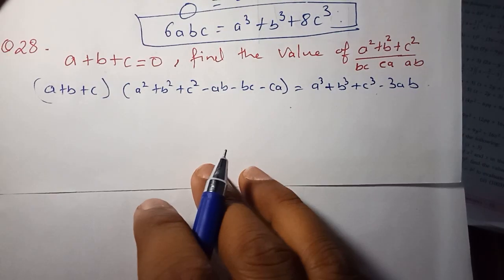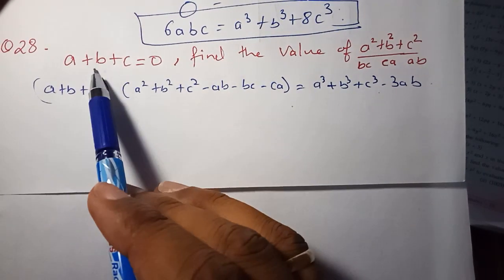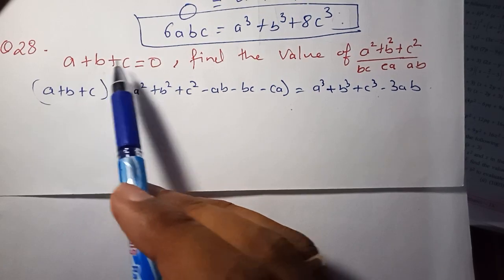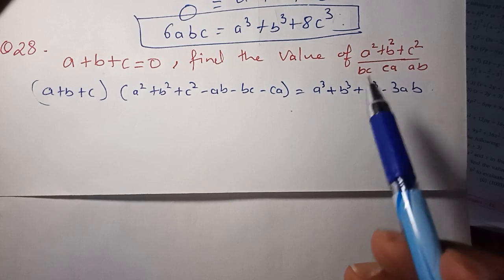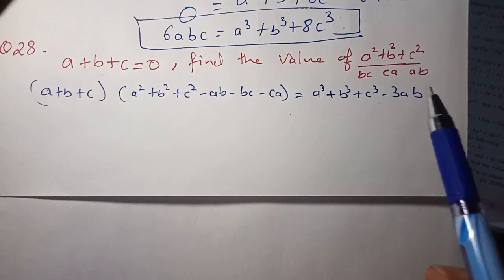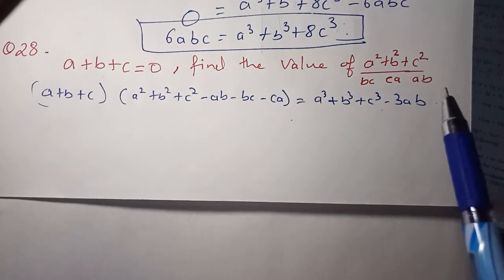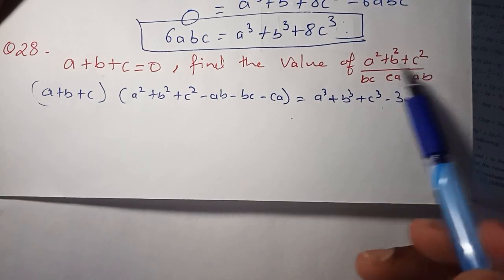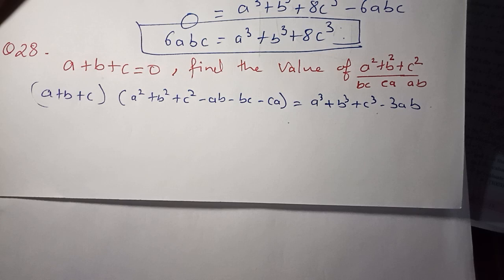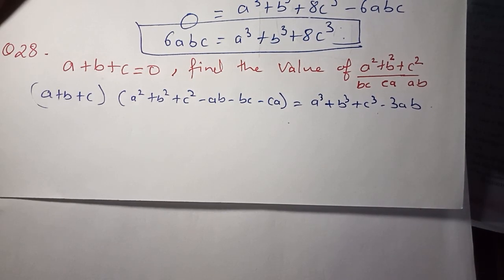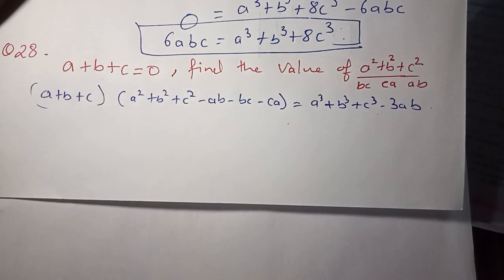Okay, let's have a look at question number 28 now. Question number 28 says a plus b plus c equals 0. Then I have to find the value of a square upon bc plus b square upon ca plus c square upon ab. Whenever they tell you to find a value, then I have to find the number.